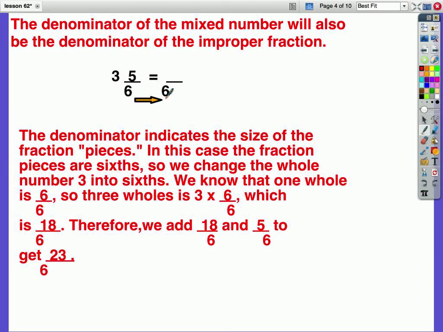The denominator indicates the size of the fraction pieces. In this case, the fraction pieces are sixths. So we change the whole number 3 into sixths. We know that 1 whole is 6/6, so 3 wholes is 3 times that 6/6, which is 18/6. So you multiply the top, multiply the bottom. Therefore, we can add 18/6 and 5/6 to get 23/6.